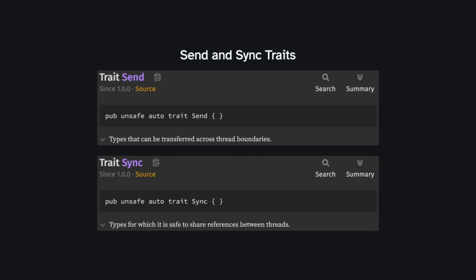And both Send and Sync are auto traits. That means types in Rust implement them automatically by default. Only special cases opt out. With that mental model, let's go back to our user service code and revisit the Send error we got and how Sync will soon follow.